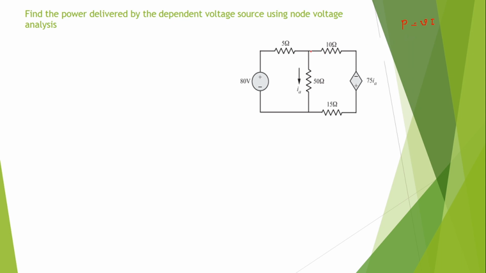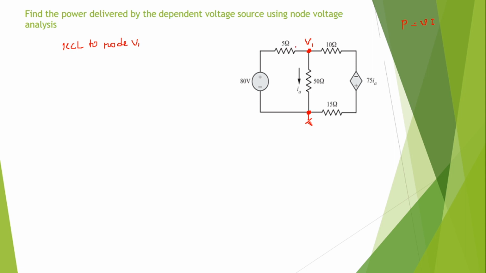Now in this circuit, how many nodes are there? Using node voltage analysis, these are the two nodes. Out of these two nodes, consider any one as a reference. I will consider this as the reference, and this node I will consider as V1. So directly apply KCL to node V1.